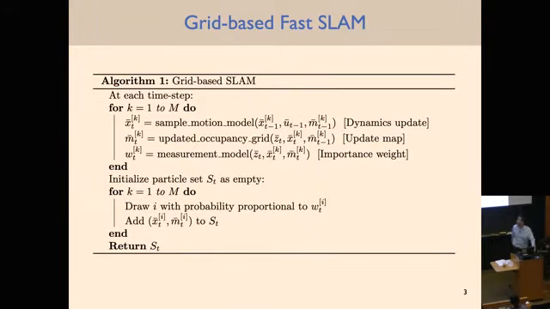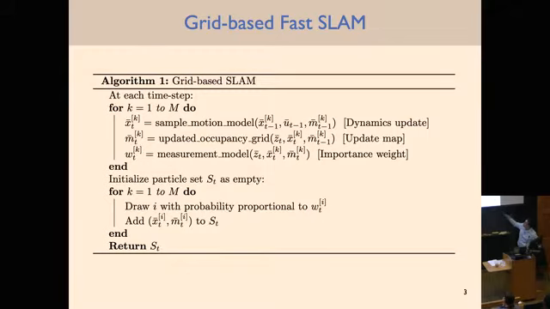Okay, so here's the algorithm for grid-based FastSLAM. Let me just go through the structure of it, and then I'll describe each function a bit more carefully. So this has the structure of a particle filter. I guess hopefully you're familiar with the structure of the particle filter. So at each time step, we're going to do a bunch of steps for each particle. So in the first for loop, k is indexing the different particles. So we're looping over the different particles indexed from 1 to capital M.